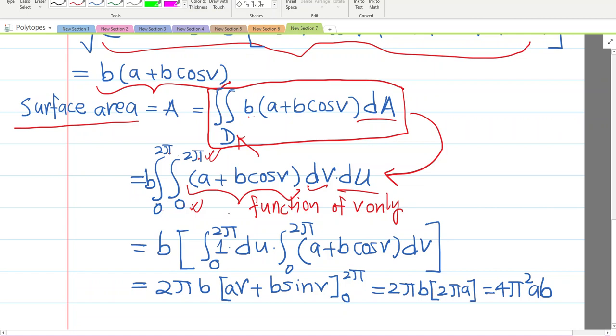So this iterated integral, we can decompose into a product of two separate integrals. This one with respect to du, and this with respect to dv, and so this is like a calculus 1 problem, a single variable integral problem. If we do that, the final answer we get is 4 pi squared times a times b, which is exactly what we got when we used the single variable calculus method.